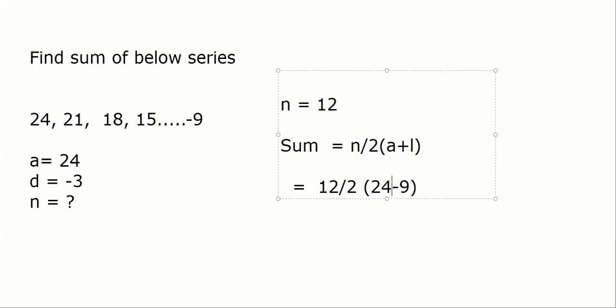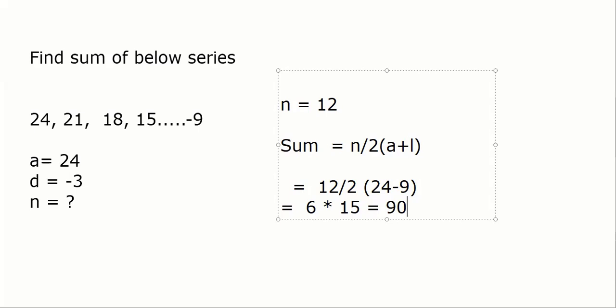Right, everybody? Again, it's objective. So it is 6 times 24 minus 9, how much? 90 is the answer. So 90 is the answer. That's it. So easy. Even if you use 2a plus n minus 1 d, it is the same thing. See, if your mind is clear with a, n, d, and how to find the last term, it is so easy. Everybody can solve it very easily.